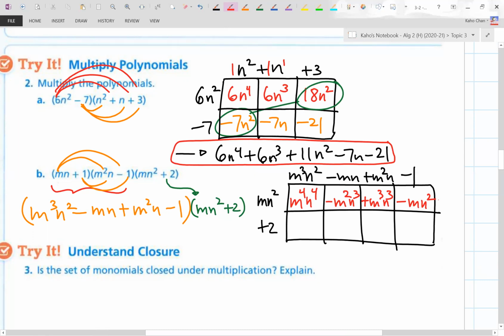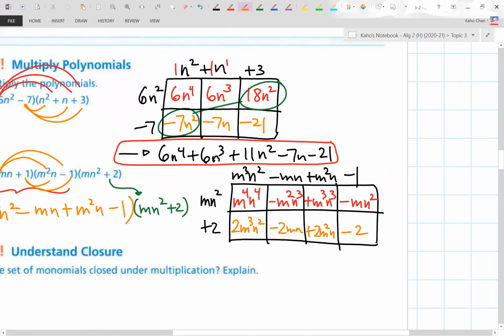Next row is a little easier. It's going to just tack on a 2. Very nice. 2m cubed n squared minus 2mn plus 2m squared n minus 2. Let's take a look at these 8 terms that we got and see if any of them can be combined together.